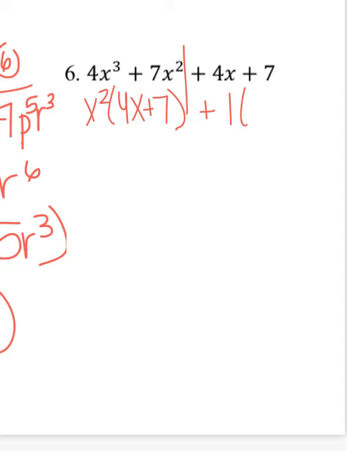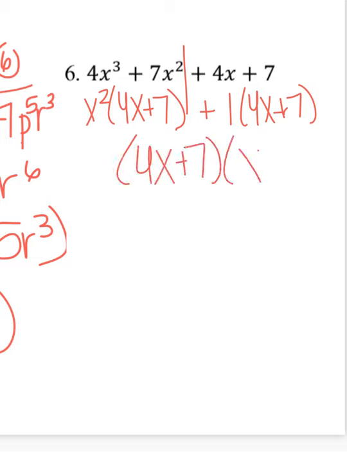Here I suggest you do because there's nothing else there. Otherwise, you might just write x squared. You're left with 4x plus 7. 4x plus 7 comes out. You're left with x squared plus 1. Now, this x squared plus 1 can sometimes get you because sometimes people will do the difference of two squares on this. But remember, difference of two squares has to be subtraction. That's the difference part of the difference of two squares.